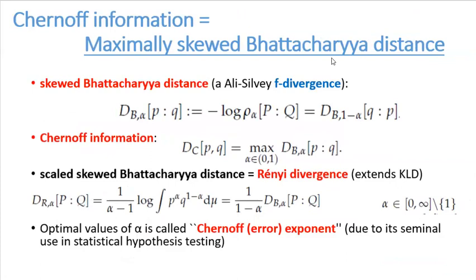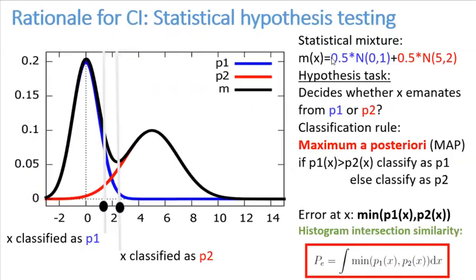And it was studied at first because people were interested in finding the optimum value of alpha, which has a statistical interpretation in Bayesian hypothesis testing, called the Chernoff error exponent. So let's say, for example, you have a mixture model of two normals. I have two normal distributions, two components, the blue and the red, and the mixture here. And I sample from the mixture, and now you need to classify the samples. So I randomly sample here.